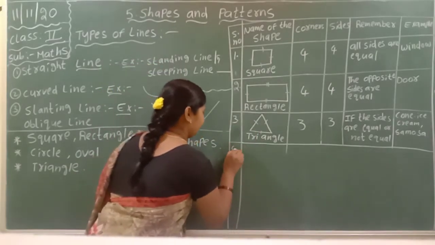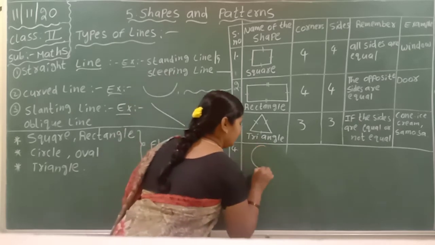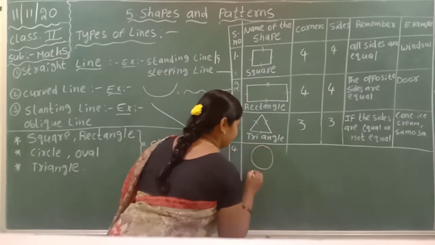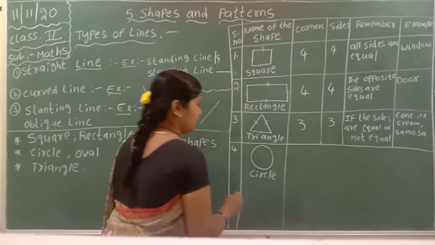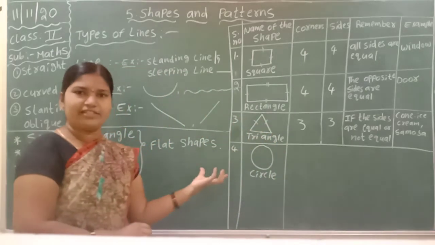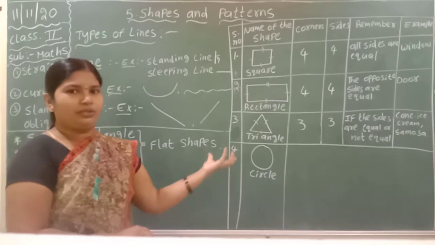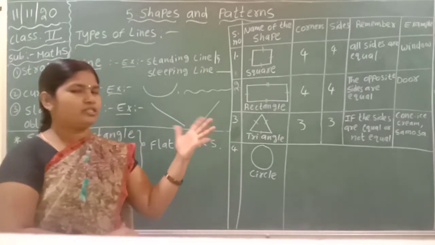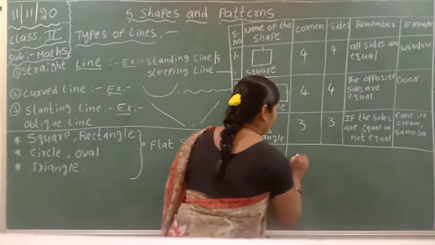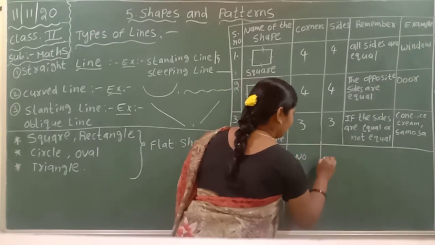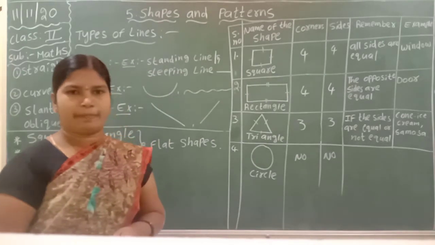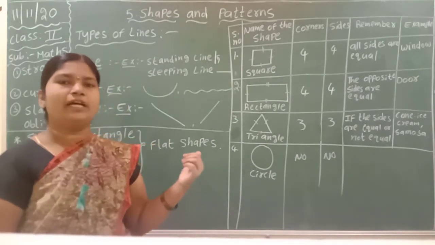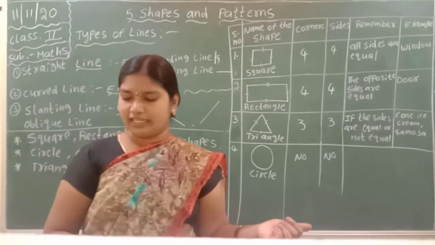Next one. Fourth one, circle. C-I-R-C-L-E, spelling of circle. It has how many sides and how many corners? Does it have any sides and corners? No. No sides and no corners. Okay. No sides and no corners in the circles.